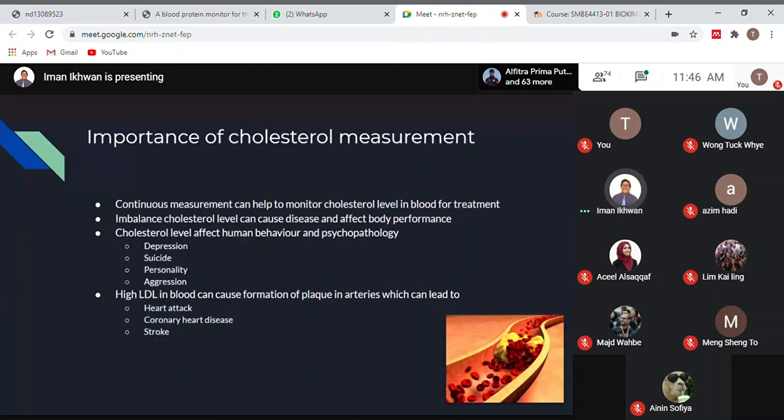So the common problem related with blood cholesterol is high LDL, which is referred to as bad cholesterol, as Azim stated. In the blood it can cause formation of plaque in arteries, which can lead to heart attack, coronary heart disease, and stroke. As you can see in the small picture at the right below, when there is too much concentration of LDL in the blood artery, it can cause a blockage, which can slow the blood flow and reduce the oxygen, because blood carries oxygen to certain parts of the body.